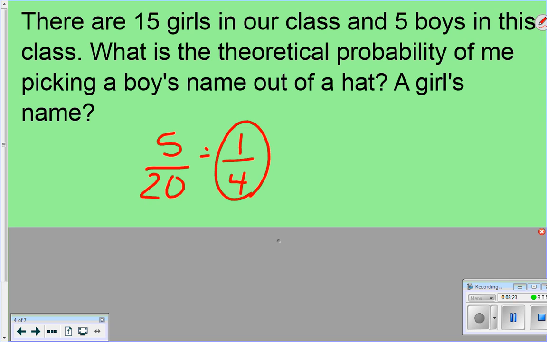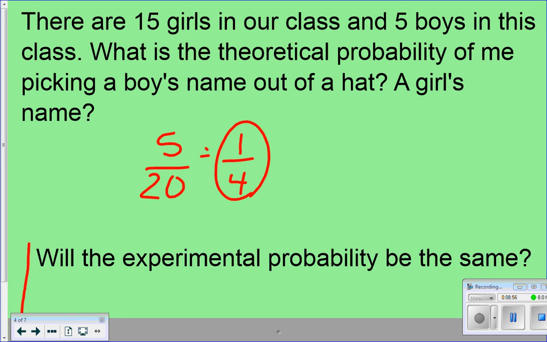So what about a girl's name? What would my chances be if I had a girl? 15 out of 20, which would be 3 out of 4. Who has a better chance? Obviously the girls, but is that a 100% chance? Do I know I'm going to pick a girl's name out? It's kind of like if you know it's going to rain or not. Remember how we said it's an 80% chance of rain? Is there a good chance it's going to? But is there a little chance it's not going to? Yes, so you have to know that there's a good chance, but there's also a chance it's not going to happen. Will the experimental probability be the same? We don't know. It depends. We talked about that already.